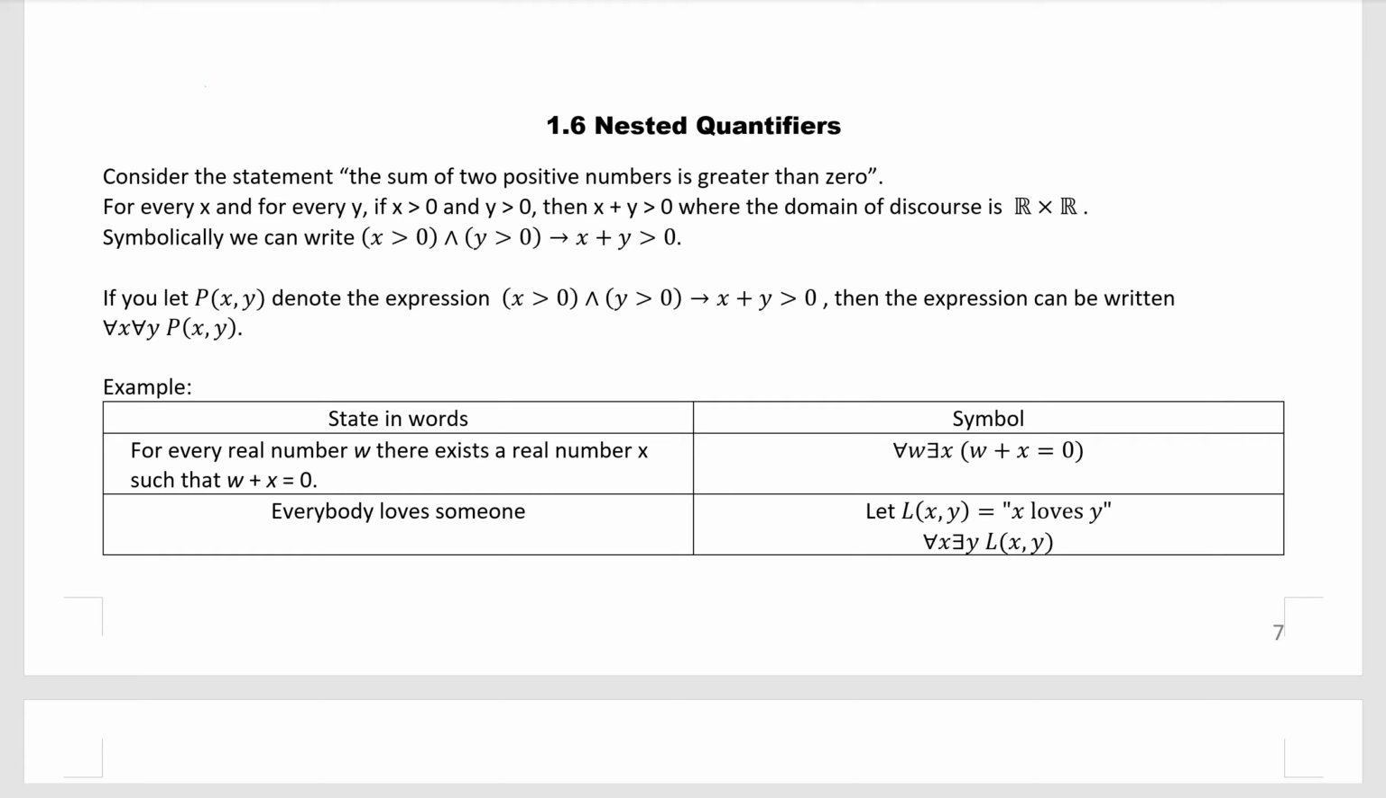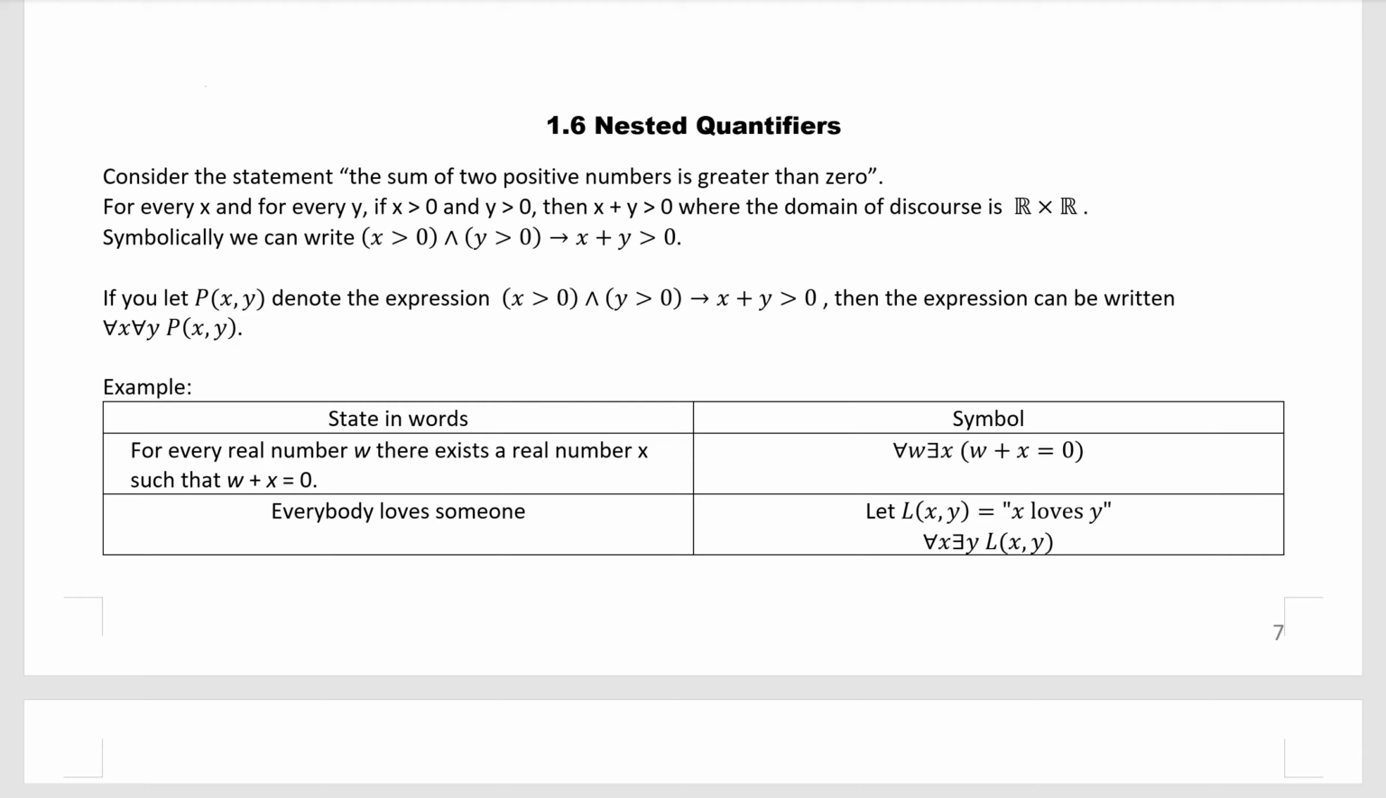For every x and for every y, if x is greater than 0 and y is greater than 0, then the sum of x and y is greater than 0, where the domain of discourse is the real numbers, Cartesian products with real numbers.